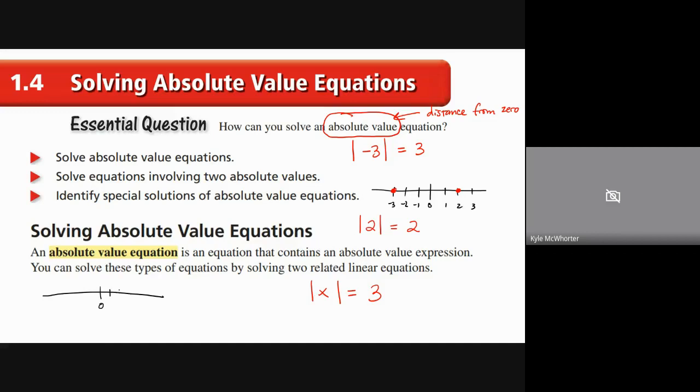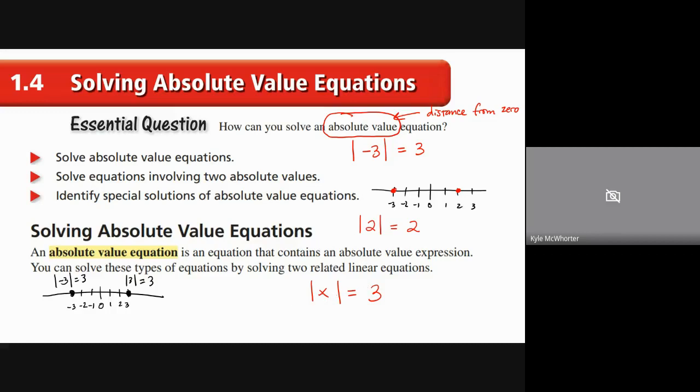So if I go 3 units to the right, that number would work, right? But also if I go 3 units to the left, that number would also work, because the absolute value of -3 is 3, because it's 3 steps away from zero. The absolute value of +3 is also 3. So anytime you have a variable in your absolute value, you're going to get two solutions, because there's a negative value and a positive value that both have the absolute value equal to 3.